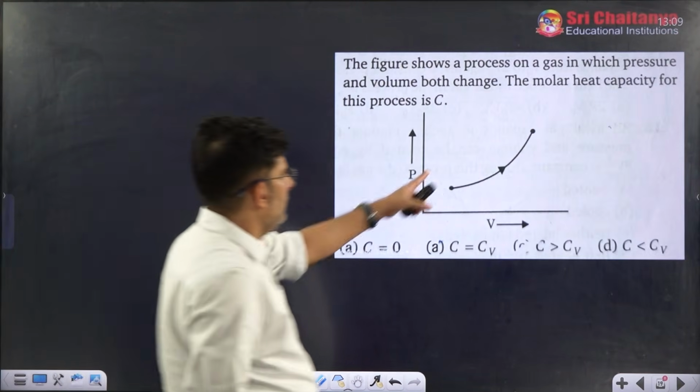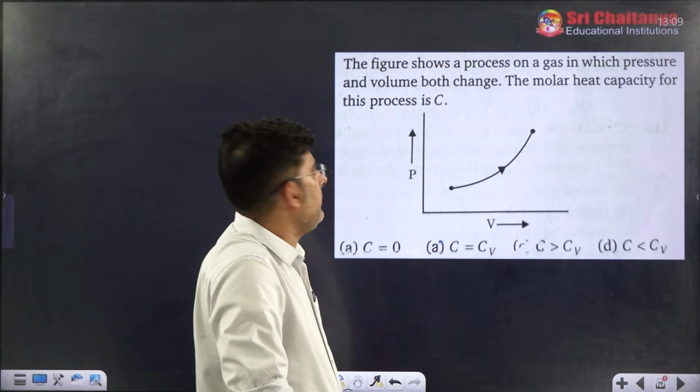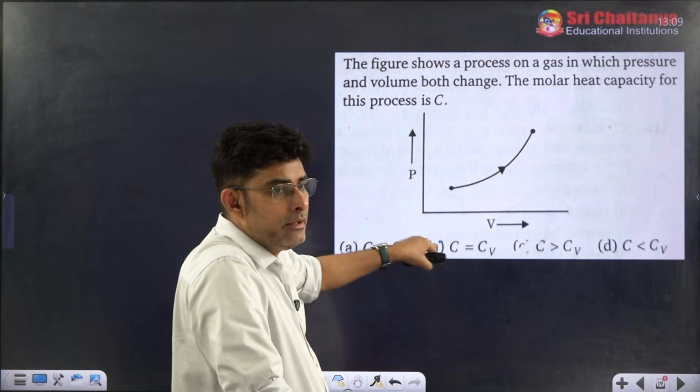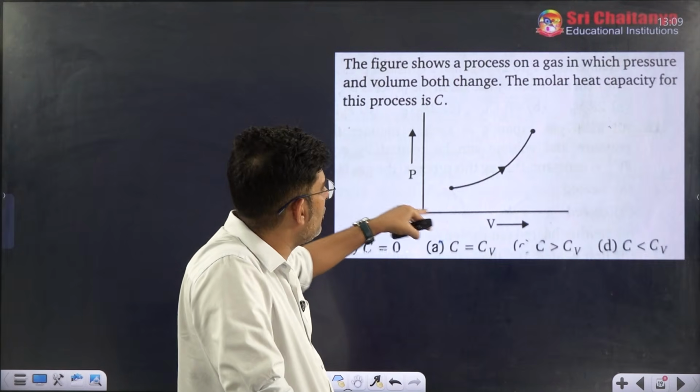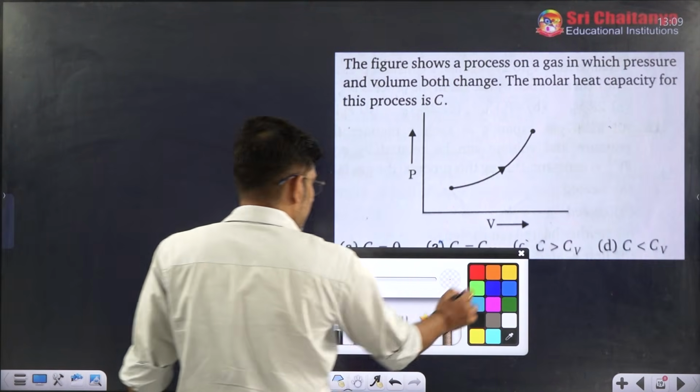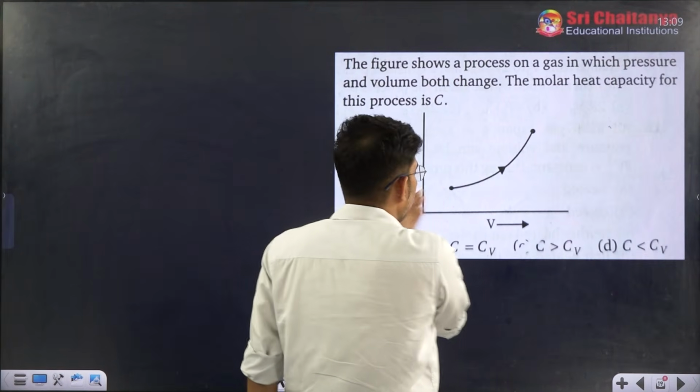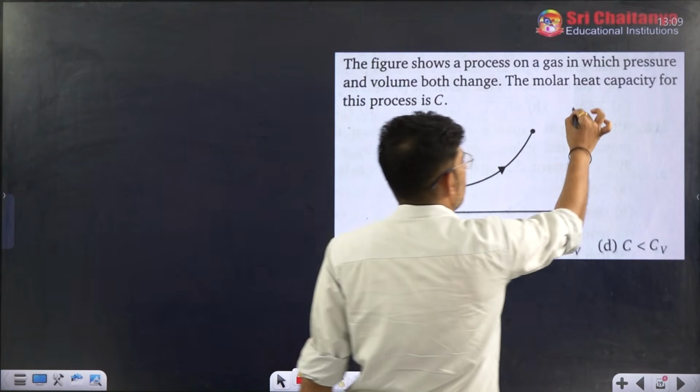Next, an interesting question where we have pressure and volume both given, and they are changing, but you can see both are increasing. So in this diagram, something we can see in this process, the graph is going up, so pressure is increasing.